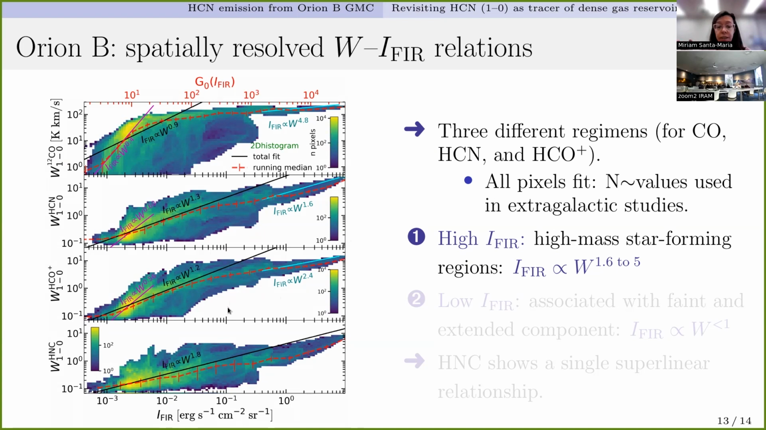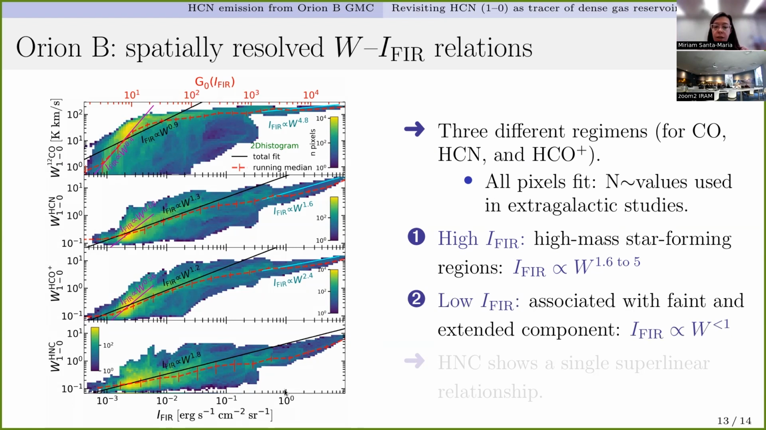If we go to the part where the far infrared intensity is high, so that associated with the high mass star forming regions in Orion B, the power law is very high, so it is super linear, while at low far infrared intensity, the faintest emission of these lines is associated with the extended component, and the relationship is sublinear.